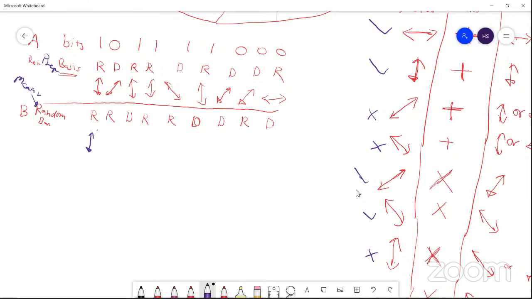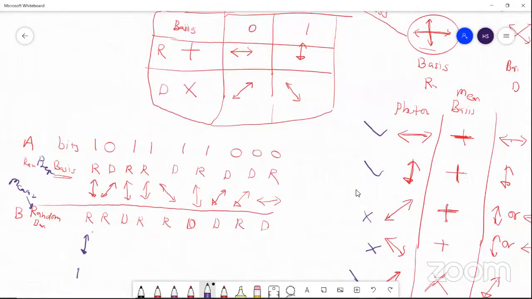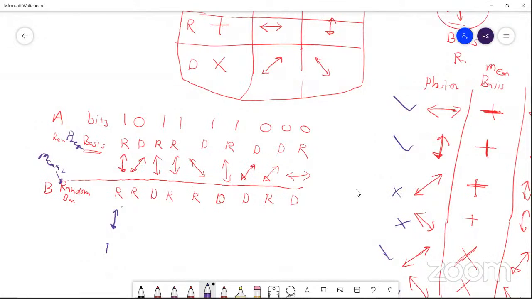So what I was saying is that whenever these bases are matching, if L is prepared in this R basis and sends this photon, it will get this one and decode it as a one here, because this table is available to both of them. So if it measures in the plus basis and gets a vertical photon, then you will say, okay, I had one. So Bob will also have one here.